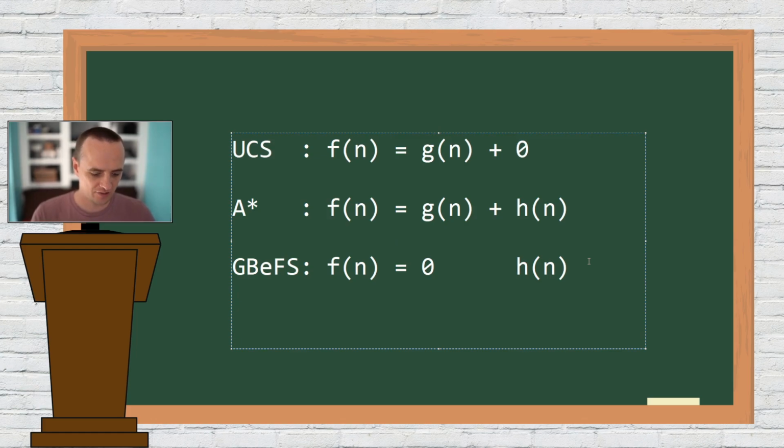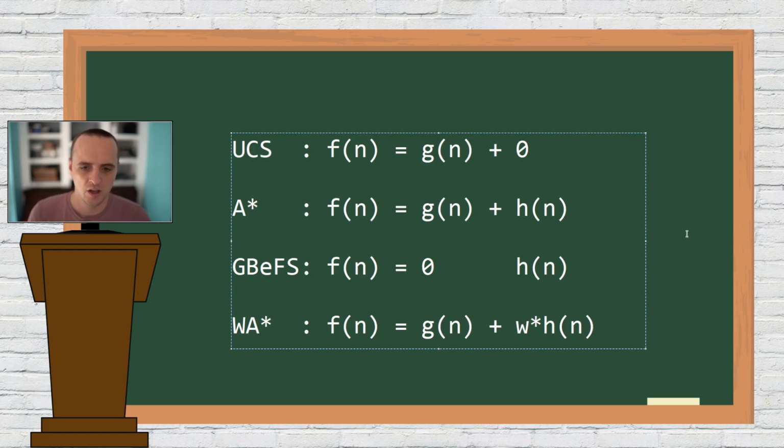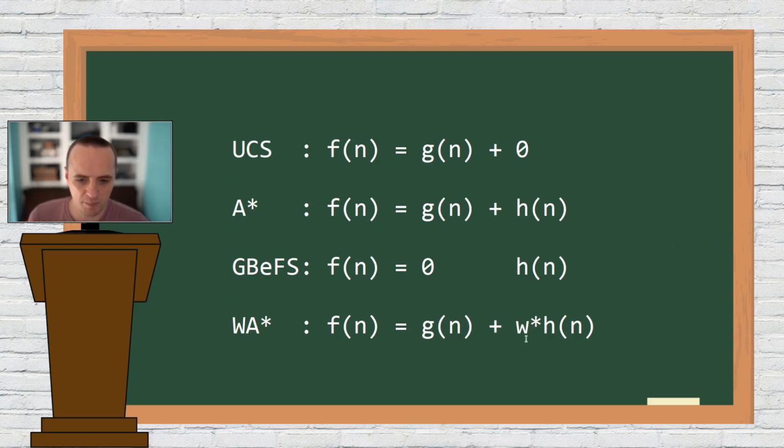So weighted A star has F of N equal G of N plus W times H of N. So as W goes up and up and up, it gradually means that g of n doesn't really matter anymore. And so essentially, as our weight goes up, f of n becomes closer and closer to only caring about h of n. And look at that, that's greedy best first search. And as we weight lower and lower and lower, h of n starts to get closer and closer to zero. And so a weighted A star, when we lower the weight, starts to go toward uniform cost search.